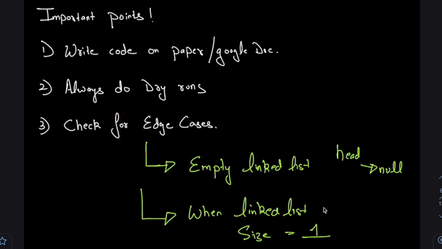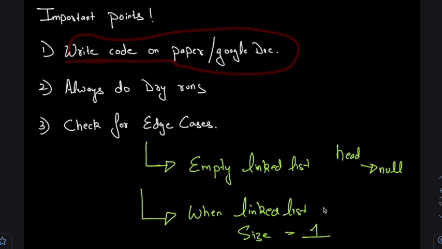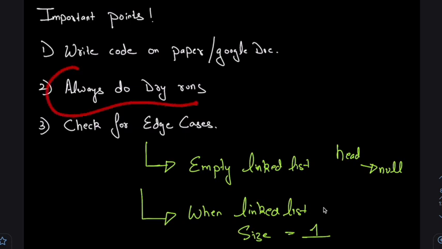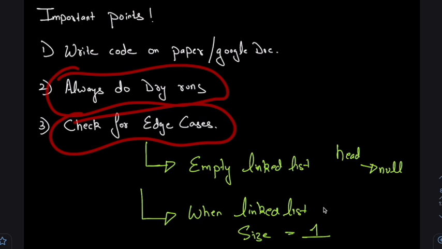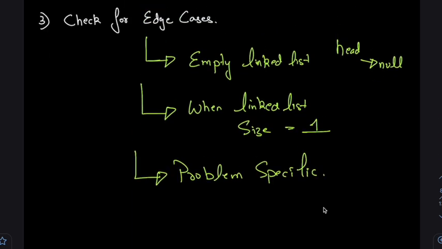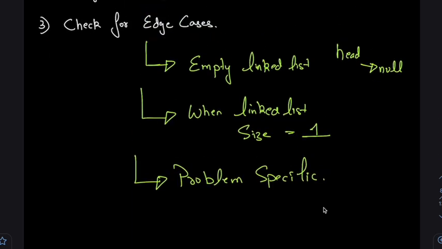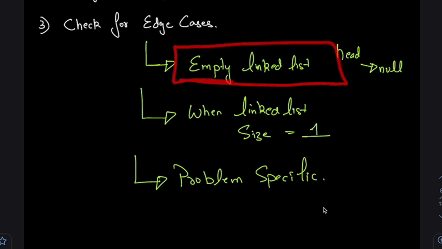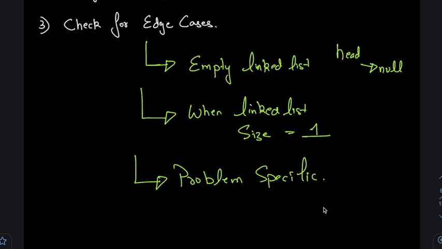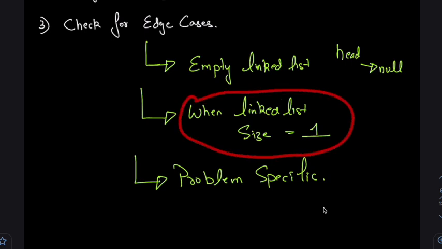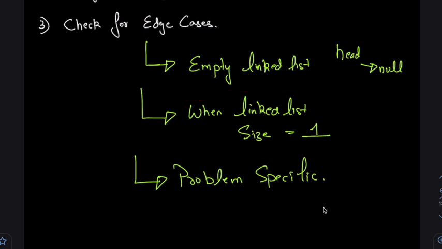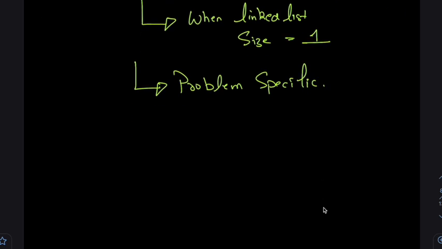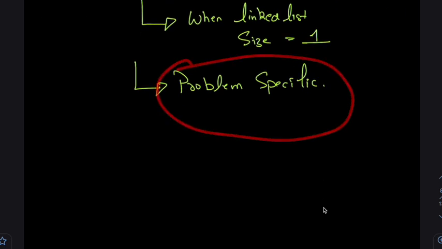I always prefer that you try to figure out the solution using a pen and paper. Okay, you figure out the exact algorithm, you do a few dry runs, you check for edge cases, and then only you start coding. Okay, now even for checking edge cases, there is a set pattern that you can follow. You always check whether your solution is working for an empty linked list when head is pointing to null. Always check if your linked list is of size 1, will your solution work? And obviously there can be some edge cases which are problem specific.